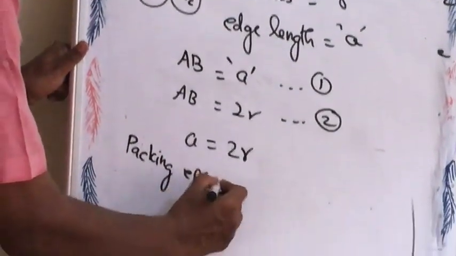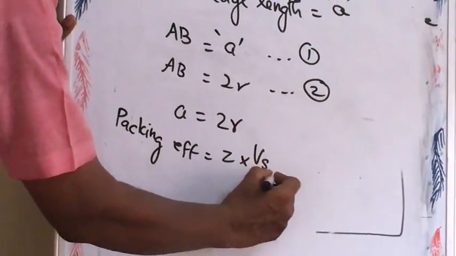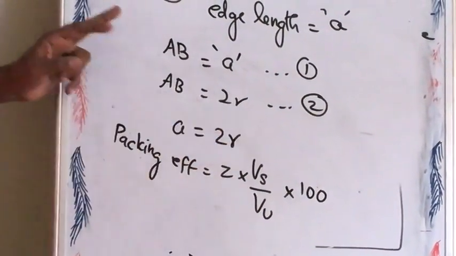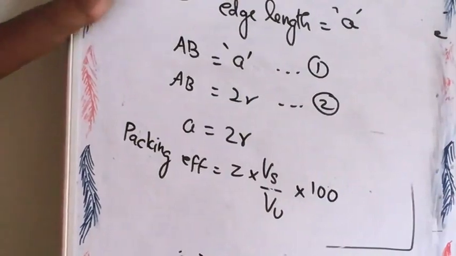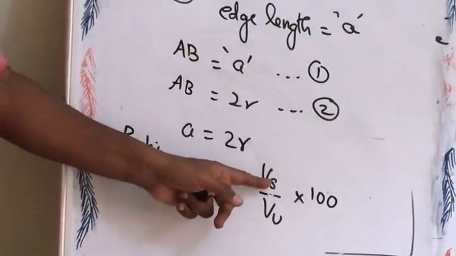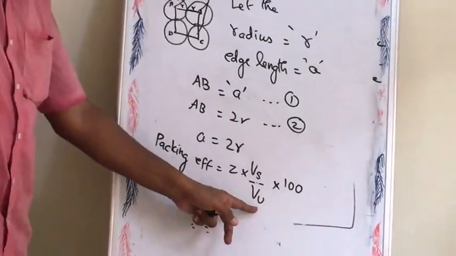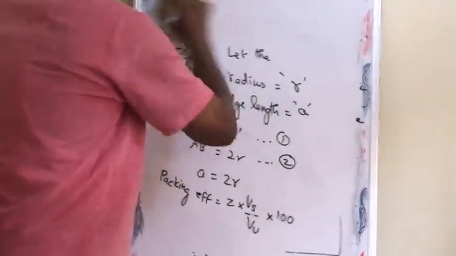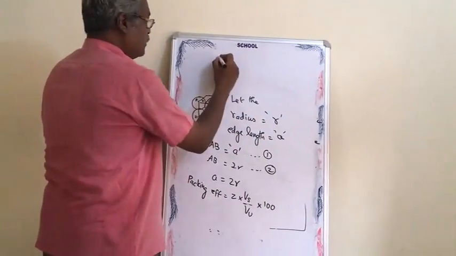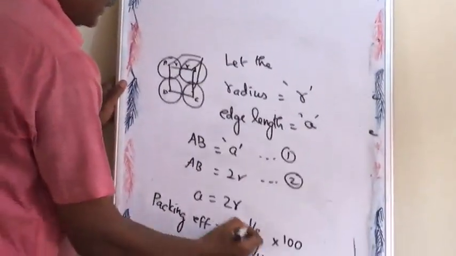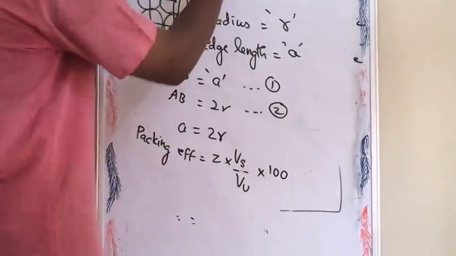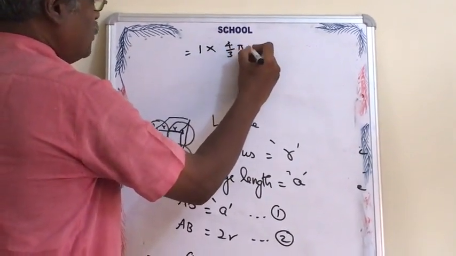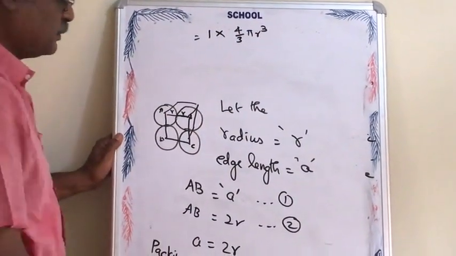Now, what is the packing efficiency? Packing efficiency equal to Z into volume of the sphere divided by volume of the unit cell into 100. Remember, the sphere is the smaller one and the unit cell is the bigger one. The smaller one will be the numerator and the bigger one will be the denominator. Here Z value equal to 1 and the volume of the sphere is 4 by 3 pi r cube.